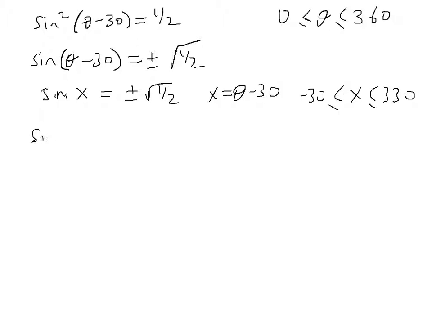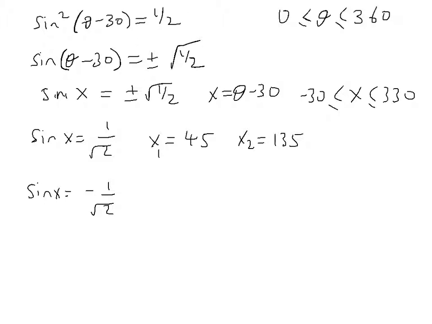So for our positive value, so for sine x equals 1 over square root of 2, the positive value, we should get x equals 45, and then since it's sine, it will be 180 take away 45, and so our x2 would give us 135. And for our negative value, where you've got sine x equals minus 1 over square root of 2, if we put that in our calculator, we should get x give us 225, and then for our fourth value, 315.